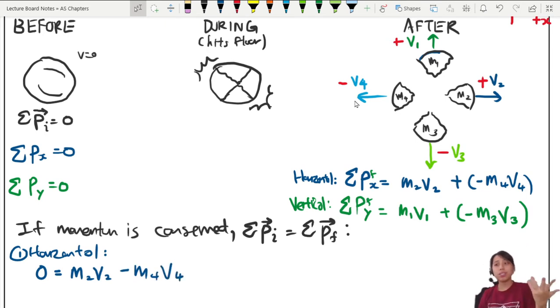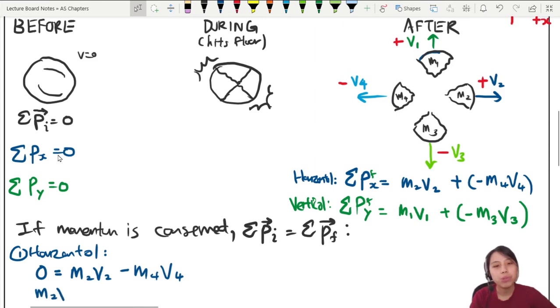We can rearrange this to say, at the end of the day, if it's an explosion, and this one is 0 in the beginning, then we can say that the plate that moves to the right, M2V2, will have exactly the same momentum as the piece that moves to the left. So this would be M4V4. This is one example of explosion.